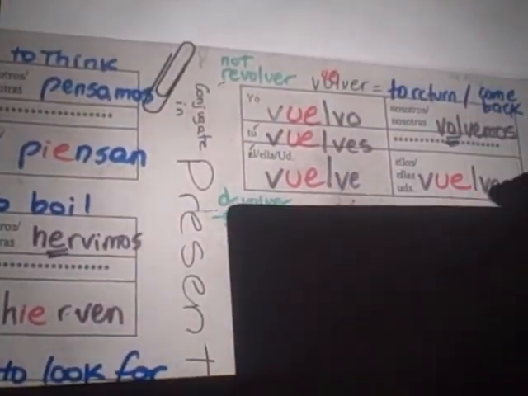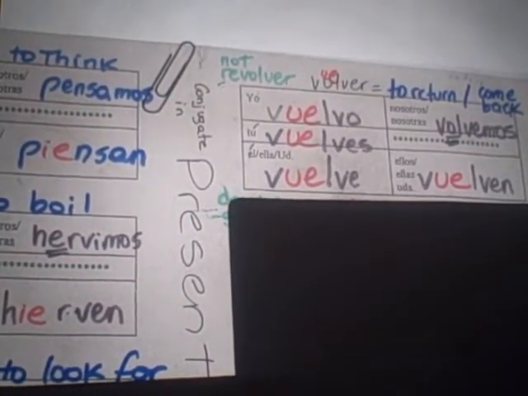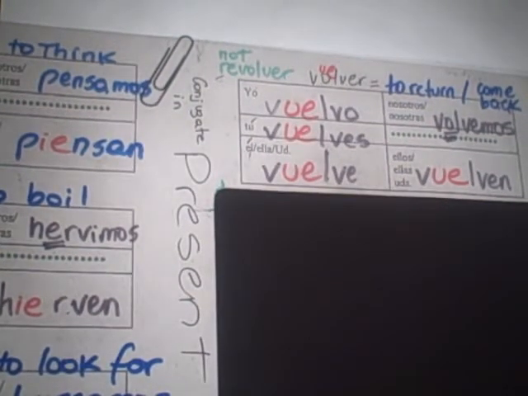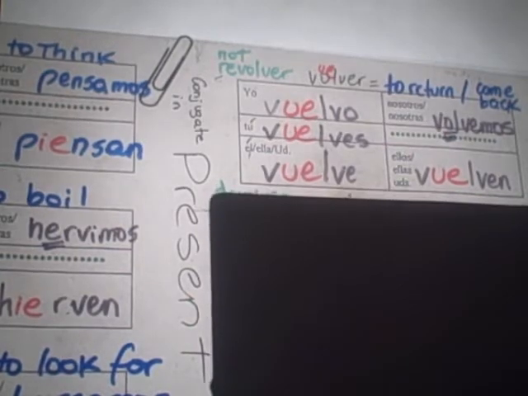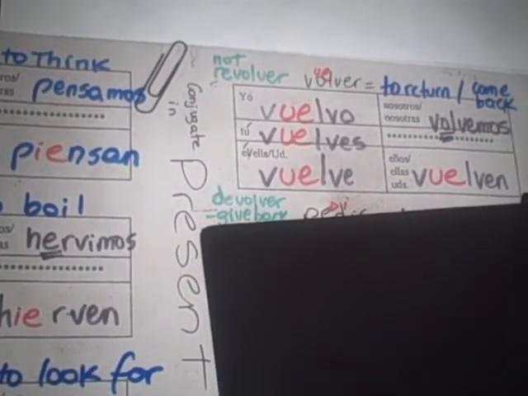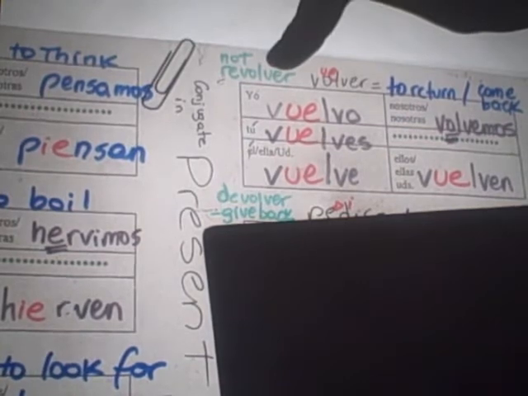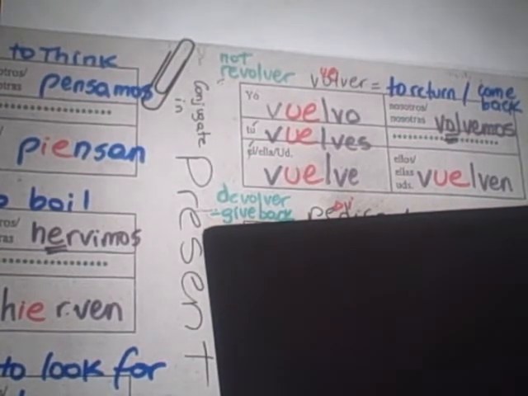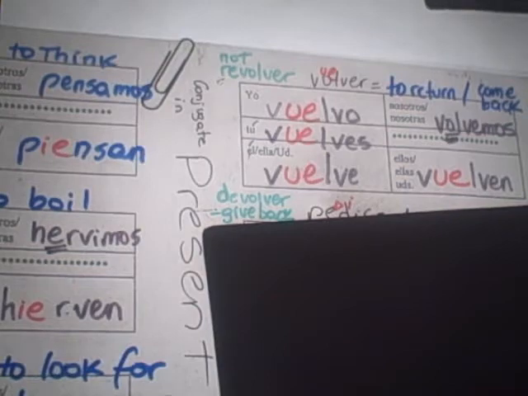Then, volver is to return or come back. Not to be confused with devolver, which is to give back, like you borrowed something, you're giving it back, and not to be confused with your verb from this chapter, revolver, which is to stir. So volver, O to UE change. However, all of these that look the same all have a UE change in the present tense.